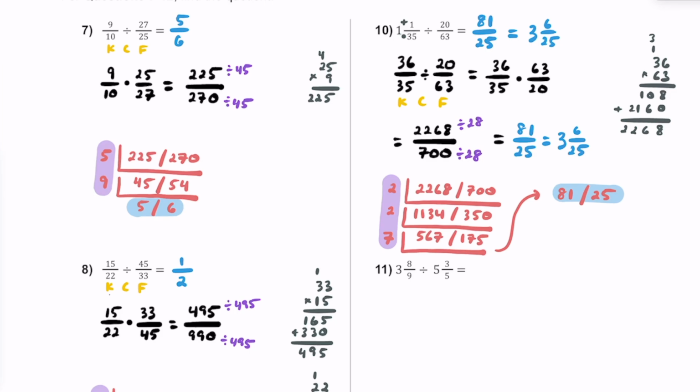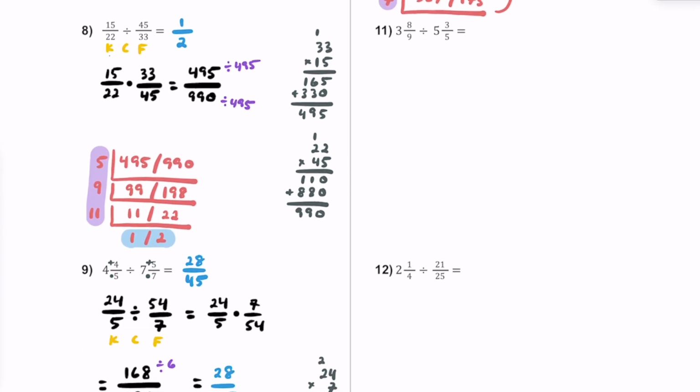Let's go ahead and see if we can try number 11. So for number 11, we have a mixed number divided by another mixed number. So let's go ahead and rewrite them as improper fractions first. So again, if you want to pause and give that a go, feel free to do so. But 3 times 9 is going to be 27. 27 plus 8 is going to be 35. So we're looking at 35 over 9.